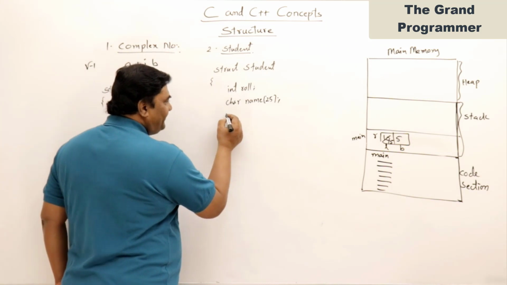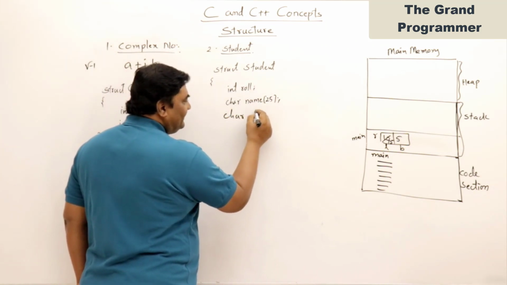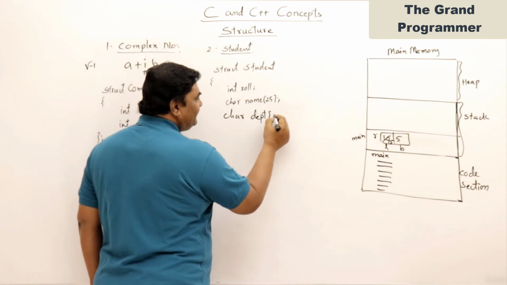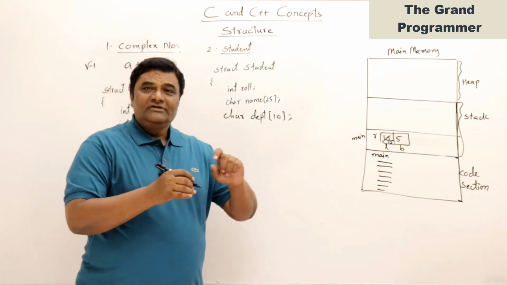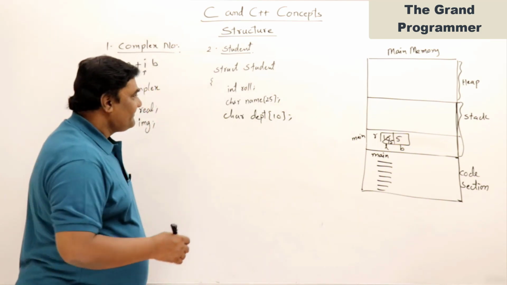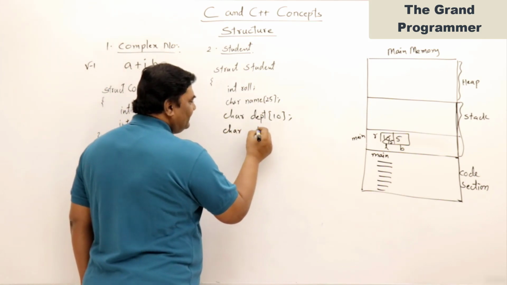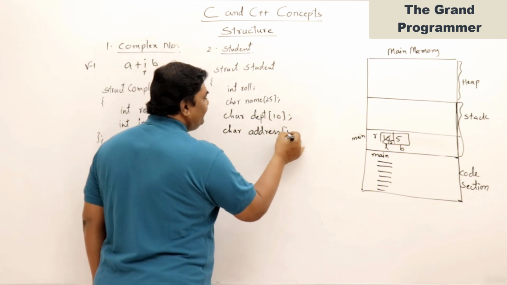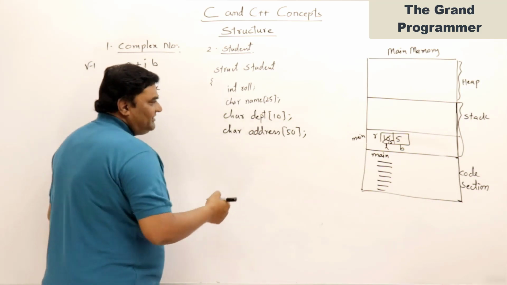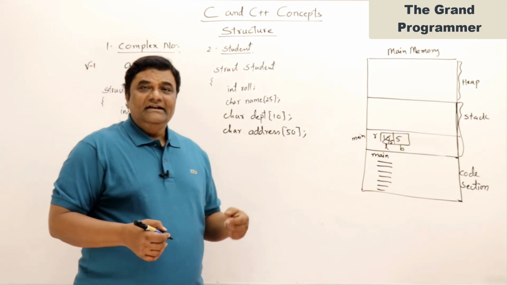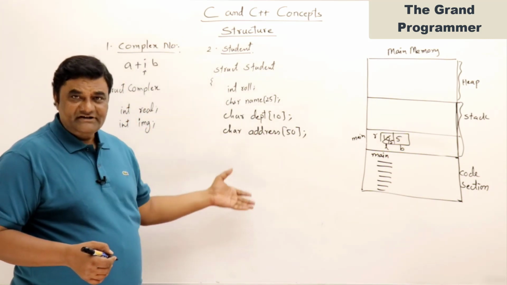Next thing, I want to store the department of a student. The department is also a name, so it's a character type. Let us give it a size of 10, like computer science or mechanical engineering or anything. You can give a short form of a department name. Next, I want to store the address of a student. I can take it as some size, let us say 50 bytes. I think it is sufficient. If you want, you can add many things like the phone number of a student, email address, date of birth, a lot of things.